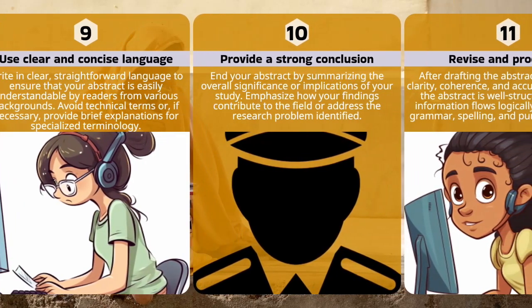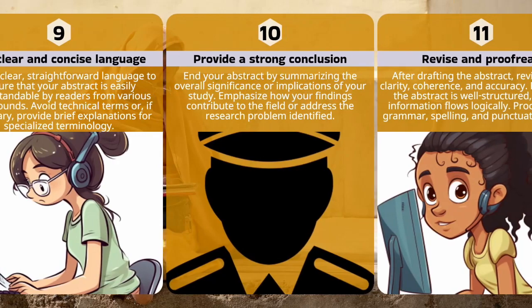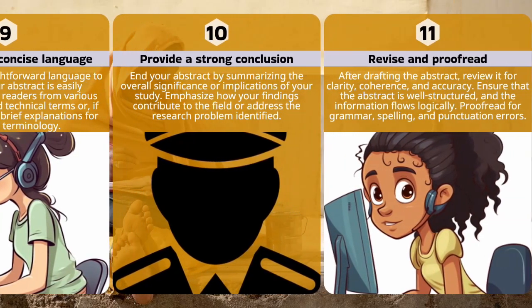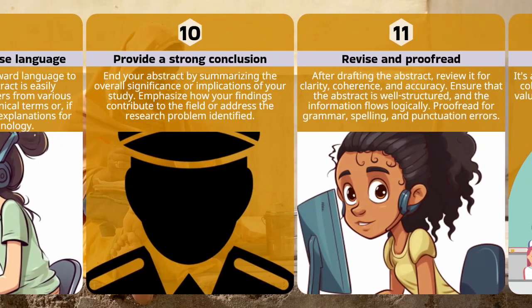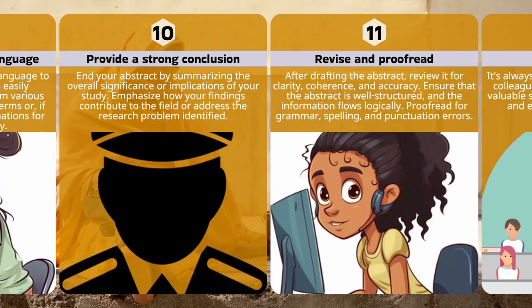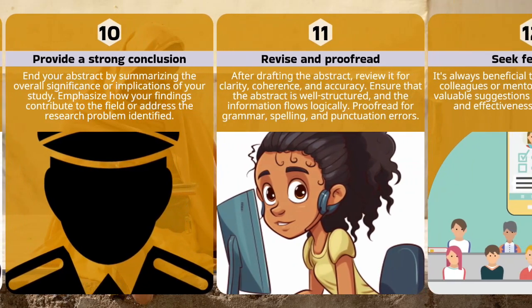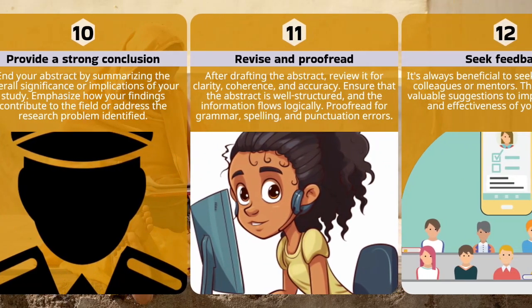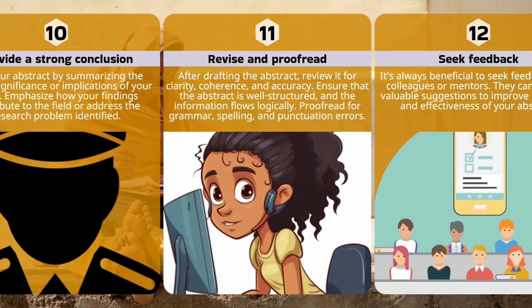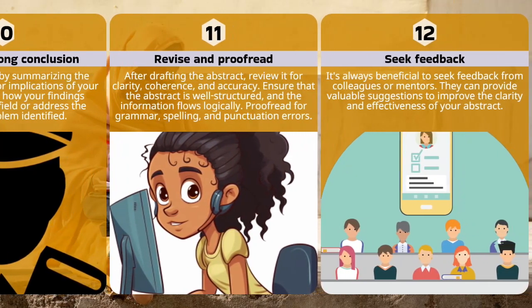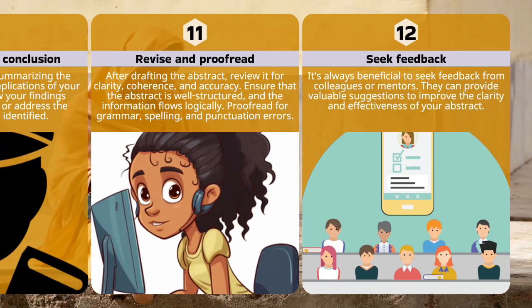11. Revise and proofread. After drafting the abstract, review it for clarity, coherence, and accuracy. Ensure that the abstract is well structured and the information flows logically. Proofread for grammar, spelling, and punctuation errors. 12. Seek feedback. It's always beneficial to seek feedback from colleagues or mentors. They can provide valuable suggestions to improve the clarity and effectiveness of your abstract.